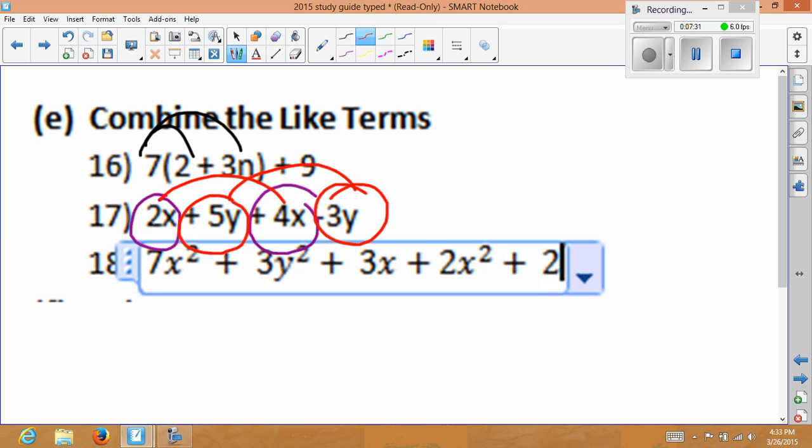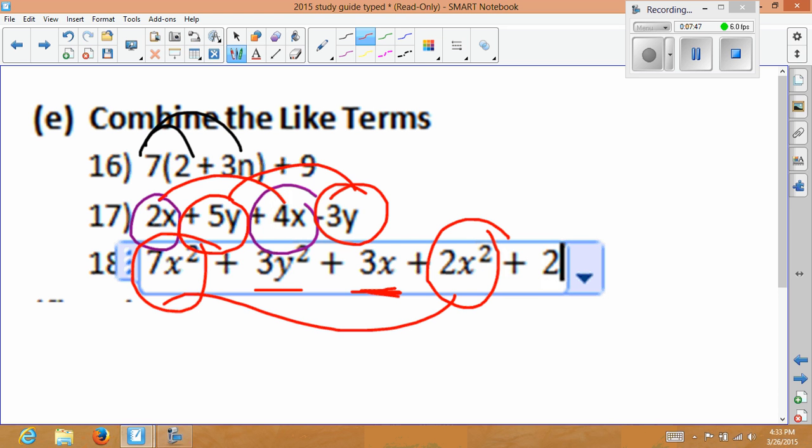Okay, next one, 7x squared does not match 3x. It does match 2x squared. And that's the only like terms you have. So you're going to put these guys together, write this, and this, and this, and that's your answer.